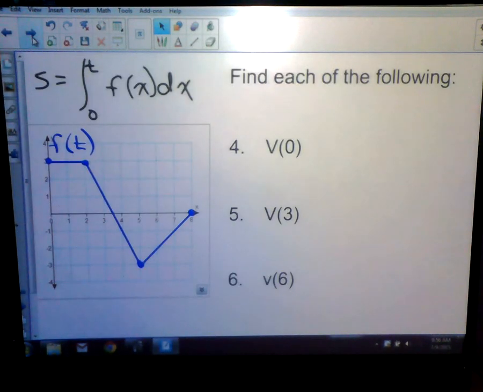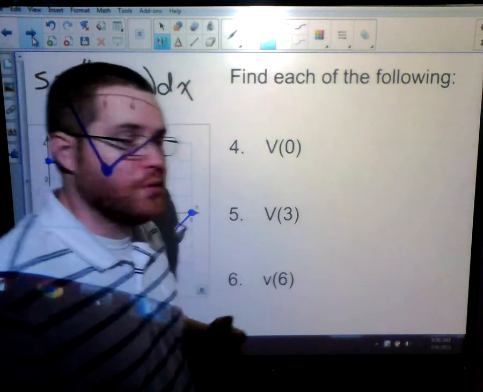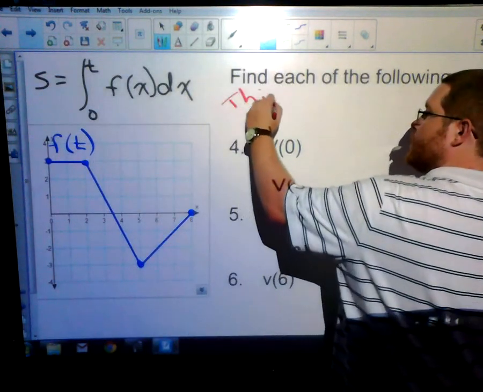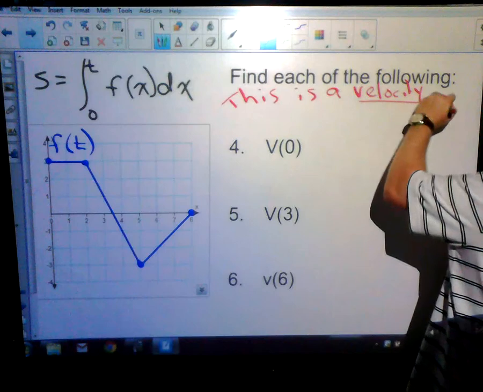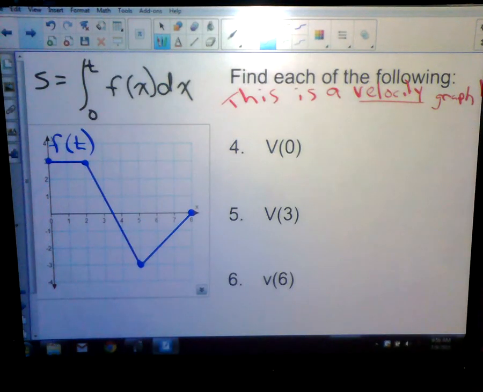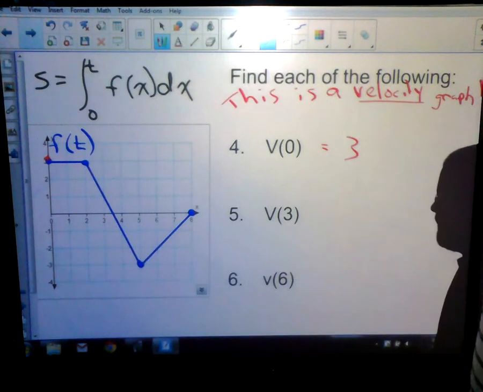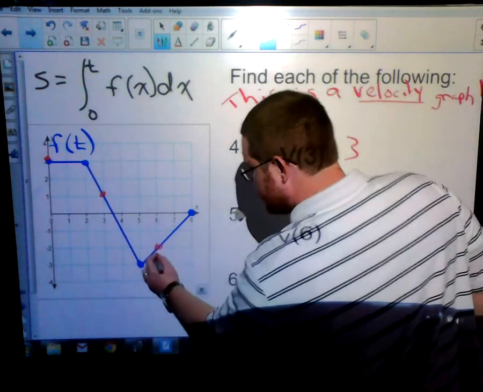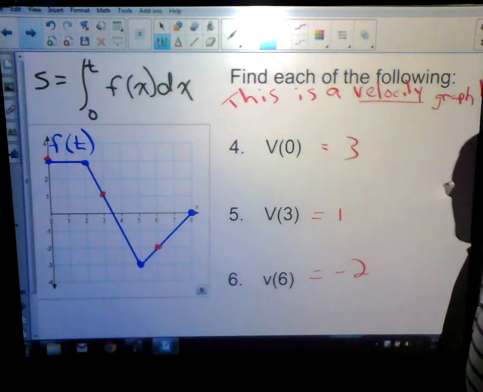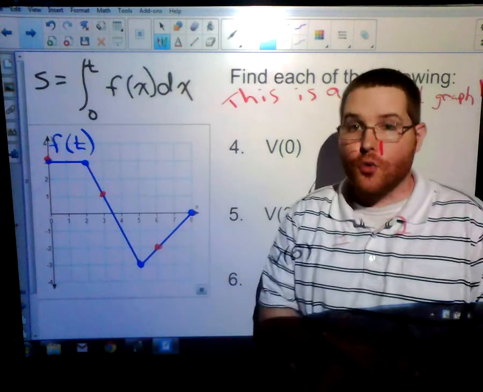What about these? I want to know the velocity at 0, the velocity at 3, and the velocity at 6. If you understand what this graph is, this is an extremely simple question. This is a velocity graph. Because this is a velocity graph, what's the velocity at 0? It's 3. What's the velocity at 3? It's 1. What's the velocity at 6? It's -2. Once you understand the fundamental theorem of calculus and can see that this is a velocity graph, the rest of it's pretty straightforward.